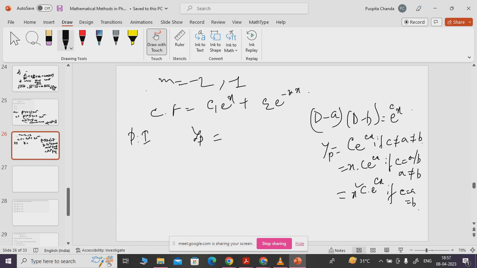Here for e to the power x, c is equal to a, so we need to assume that yp is x into a constant times e to the power cx, here c is 1. So we need to find dyp/dx. Here also we can obtain the solution.